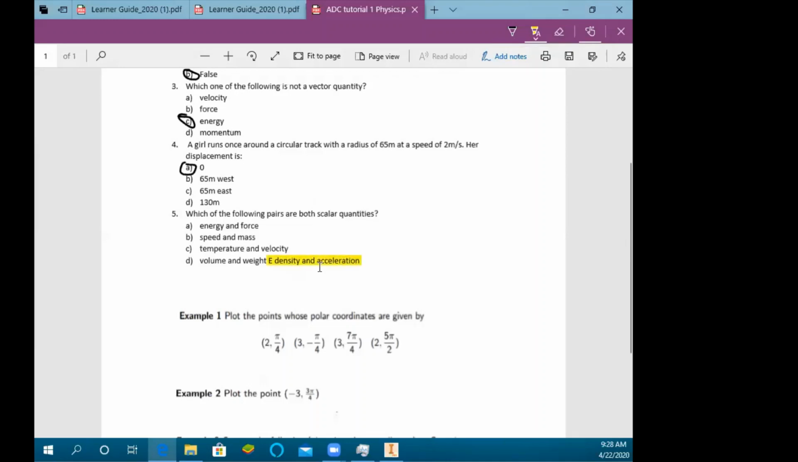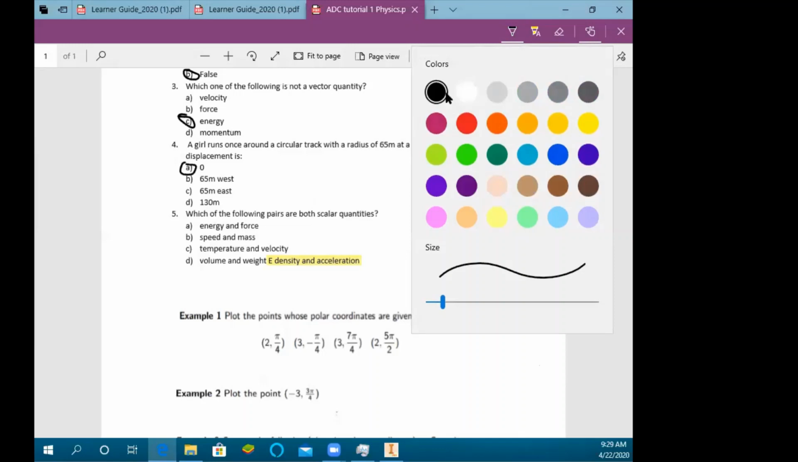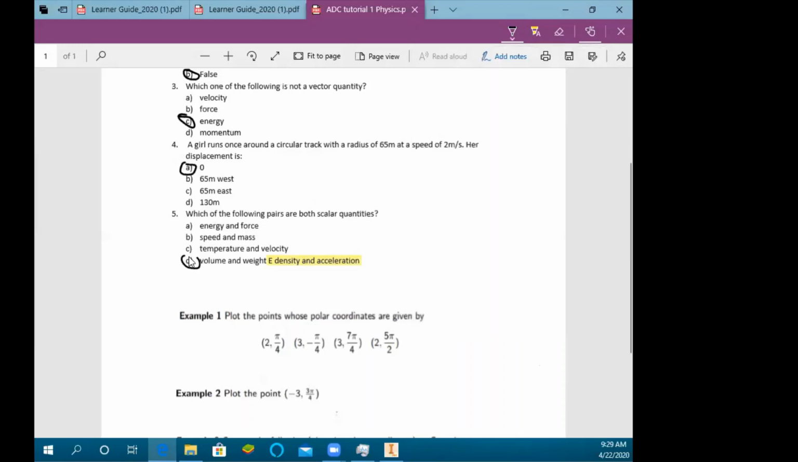This part should have been taken out. Right, so which of these four is correct? D. It's D, right? Perfect. Yes, it's D.